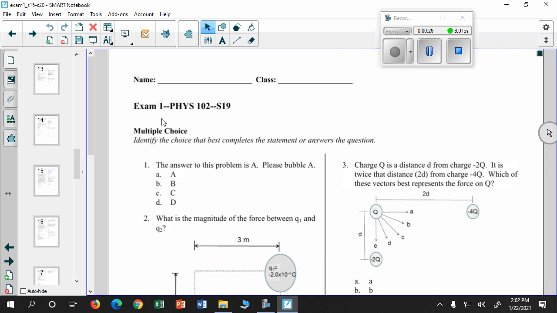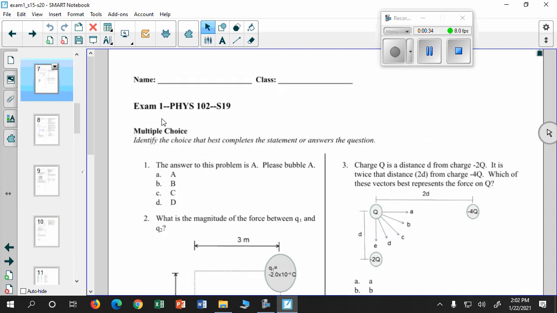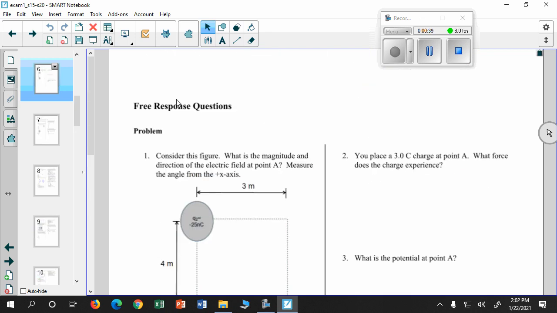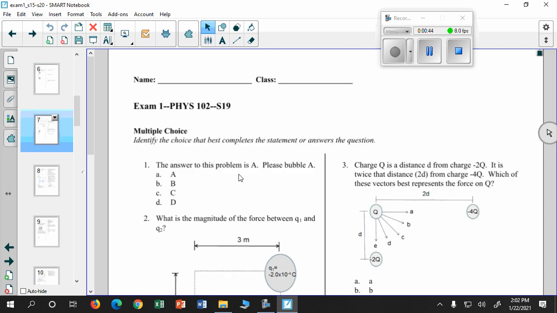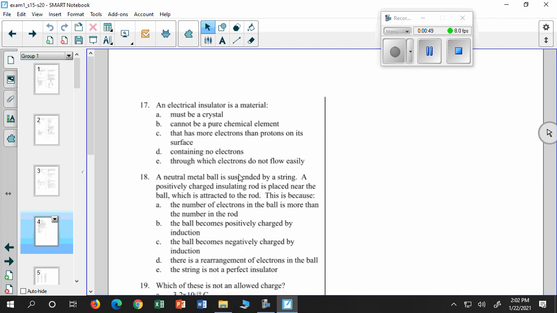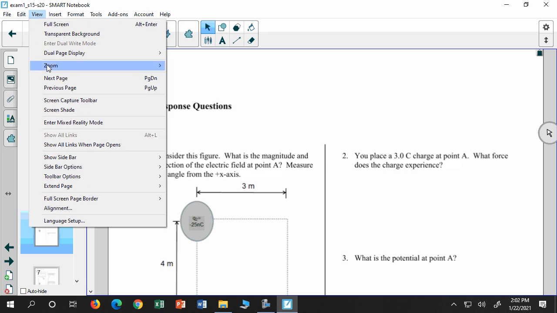Let's see. So your free response on the test. Where is it? Oh, here it is. Looks like this. This is, by the way, spring 19, I think. Yeah, this is spring 19 free response questions. Your free response are going to be almost identical to this. I mean, not the numbers and the orientations, but the type of questions that you'll have will be very, very similar.